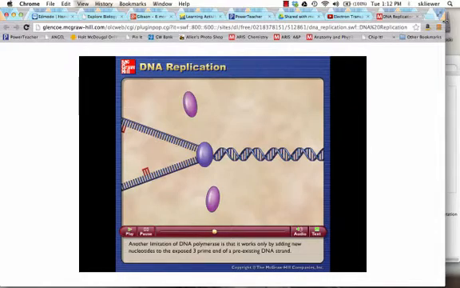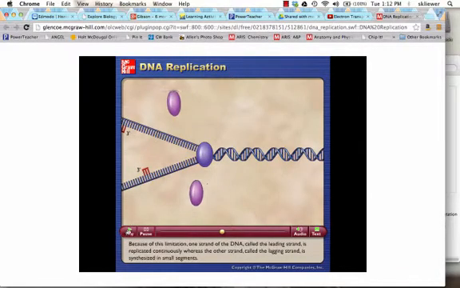Which purple thing? This one? No, this part? Maybe it's not purple, it's red. Oh, that was the primer codon. That's what's going to start the replication. You need this codon attached, and then the polymerase will come and attach. These things are the DNA polymerase. This one is helicase, and that's just unzipping it.